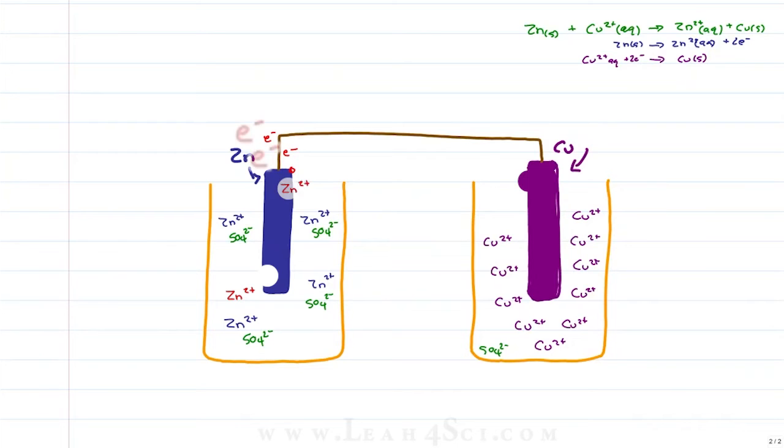As this continues to happen, more and more zinc breaks away from the zinc electrode, more and more electrons travel over the wire, and more copper ions will come out of solution and grow onto the copper electrode.